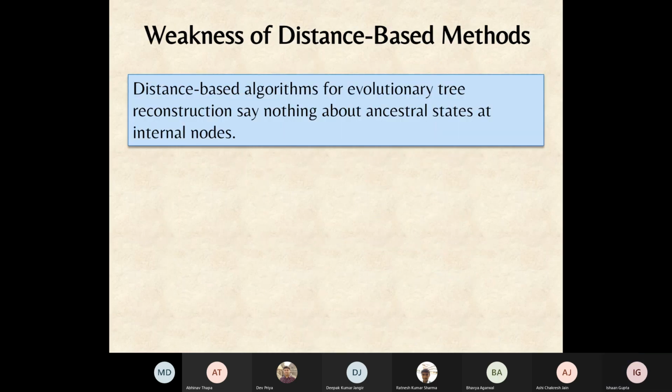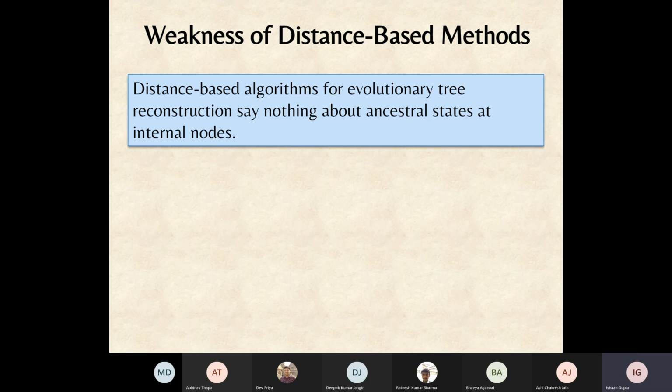So although they are great, these distance-based methods have one big problem. The distance-based algorithms for evolutionary trees are not telling you exactly which nucleic acids or which amino acids were mutated, right? So exactly what was the status of these internal nodes, these ancestral species, is not known by this. You only know that they differed by a certain number of nucleotides or amino acids, but you do not know where those mutations were happening.